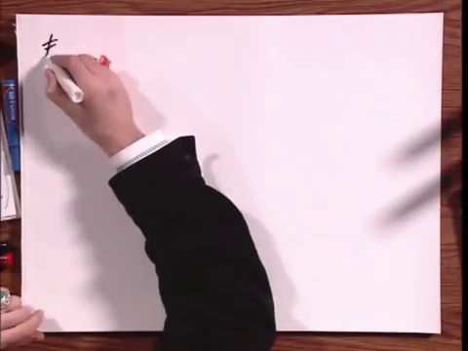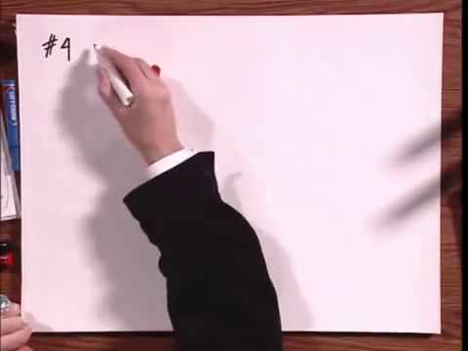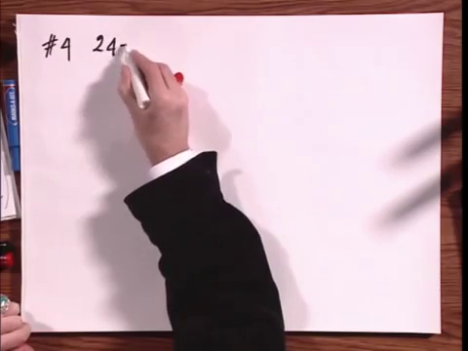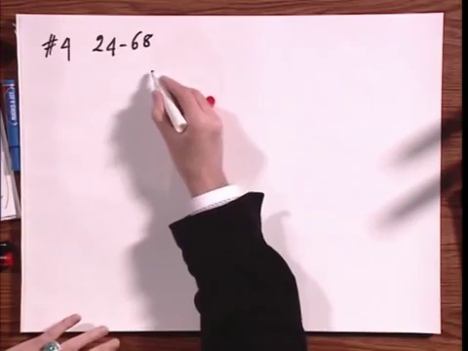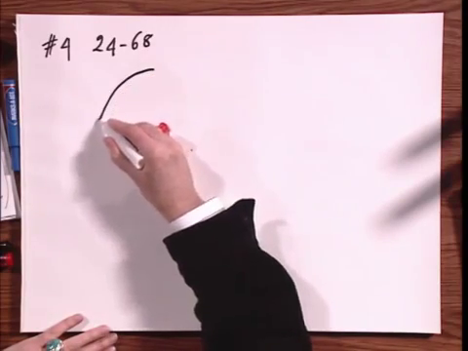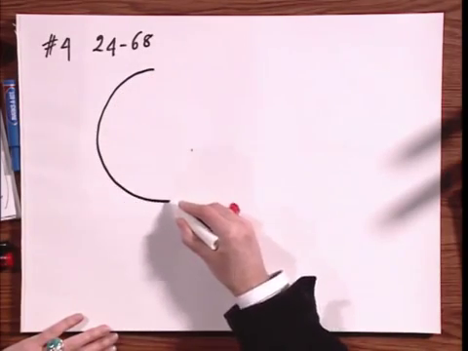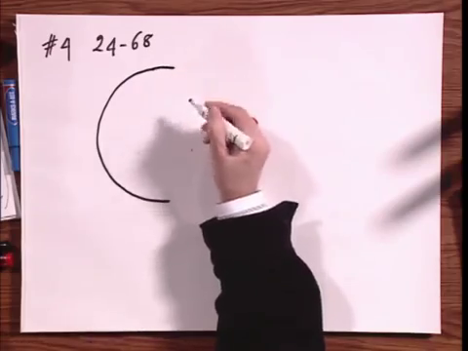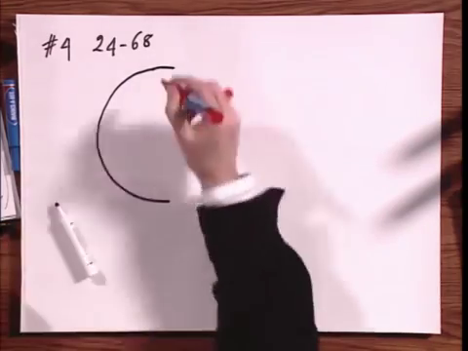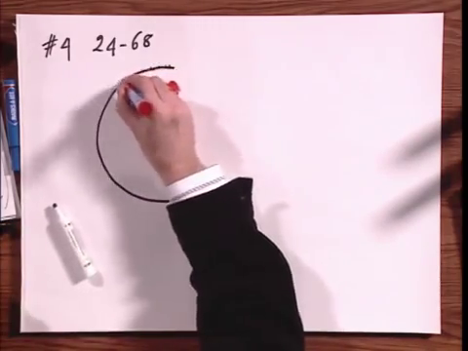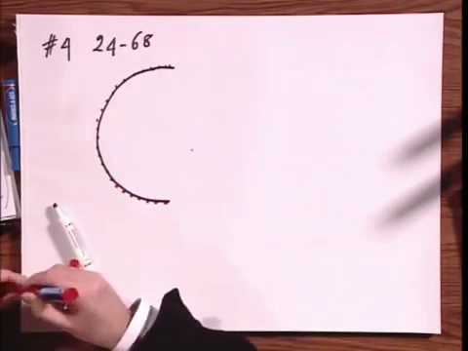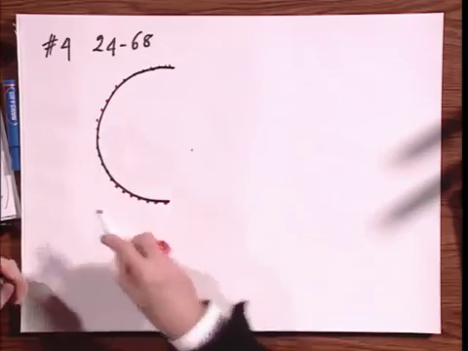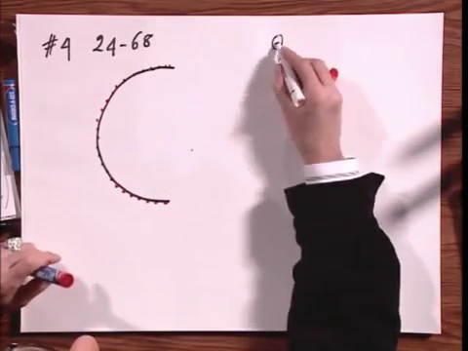So that brings us to problem number 4, which is semi-classic, 2468. I have an insulating arc, which is half a circle, and I put charge here on the arc at uniform density. I have a total charge of Q on the arc.